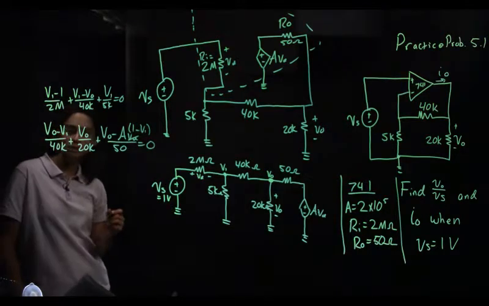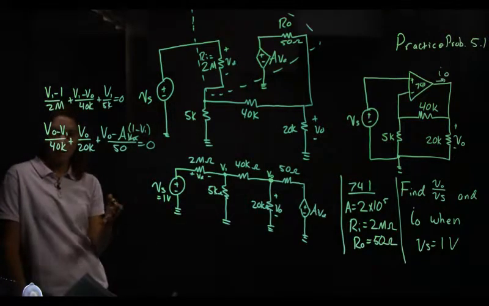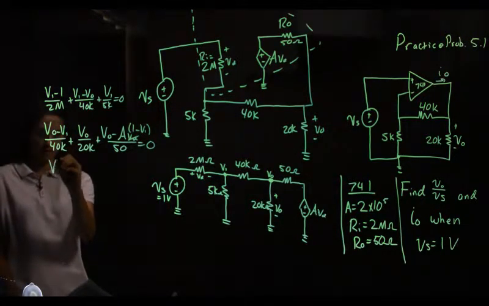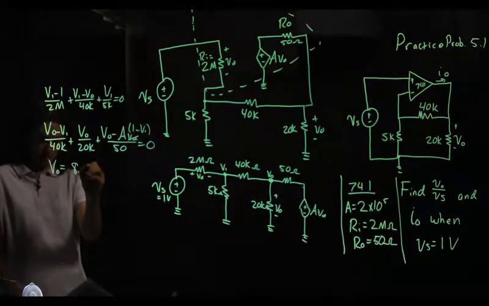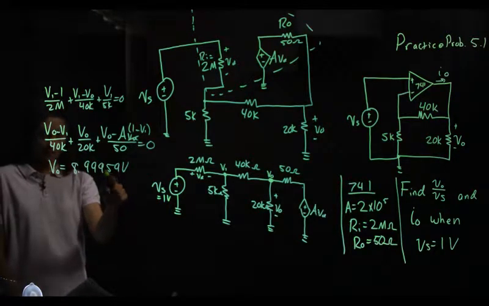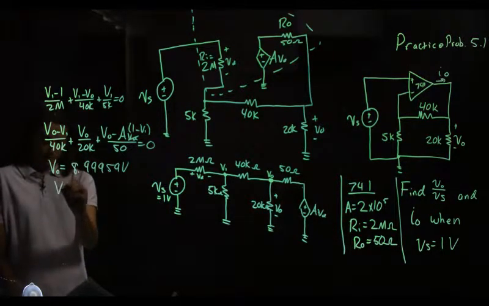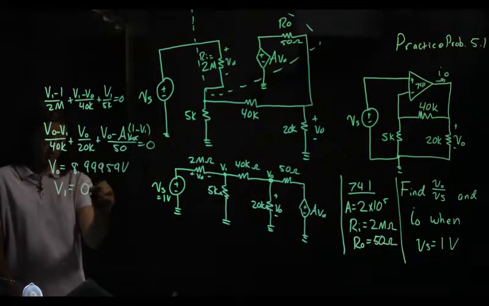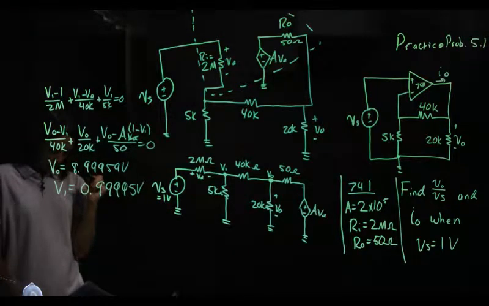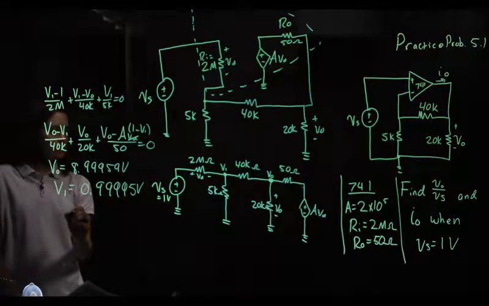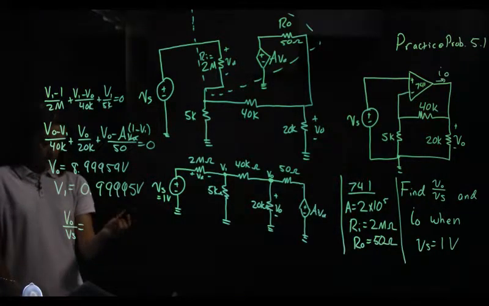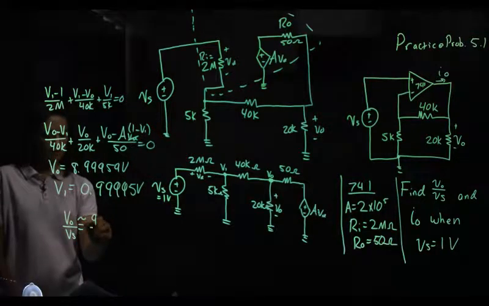So now I have two equations and two unknowns, VO and V1. I'm not going to do the algebra on that. I'm going to trust that you can do it. If you do this, you get VO equals 8.99959 volts. There's a reason I'm writing it out this way, and I'll show you that in the next video. V1 is 0.99995 volts. And then my VO over VS that they asked for, let's go ahead and say that's approximately equal to 9, because we have 9 over 1.